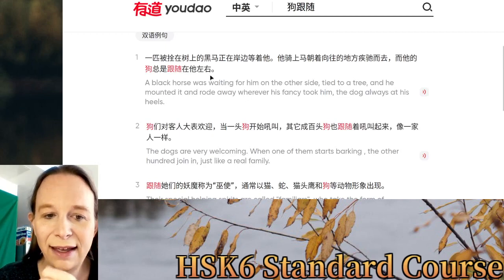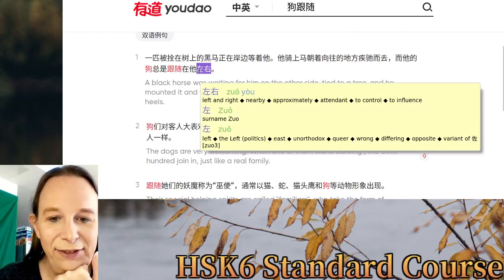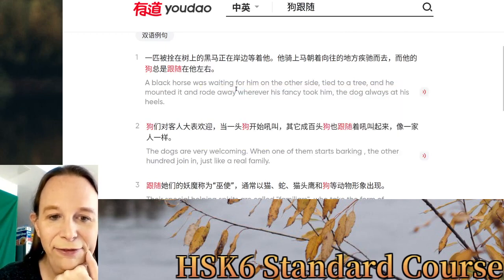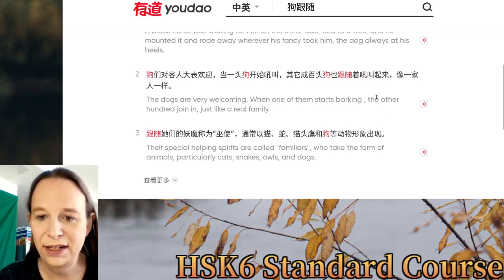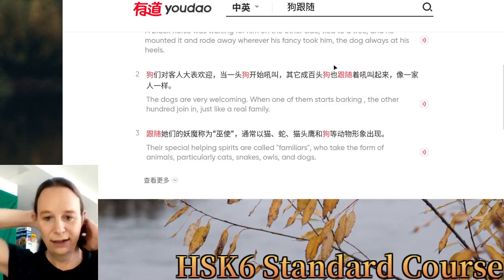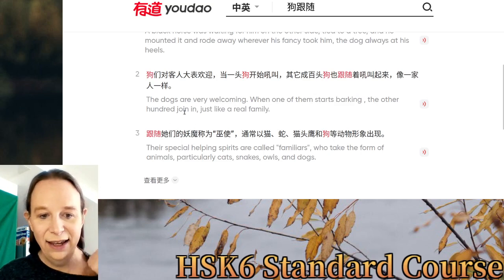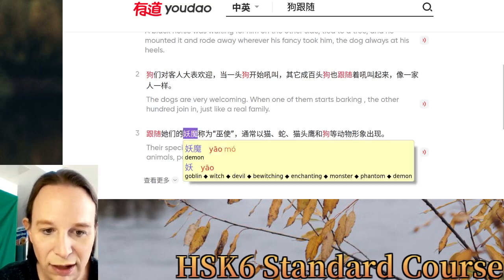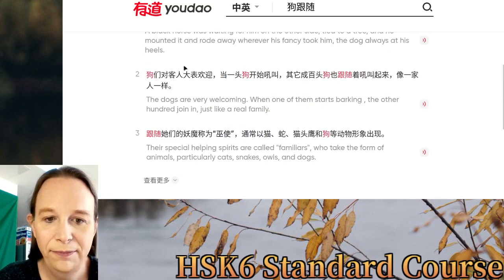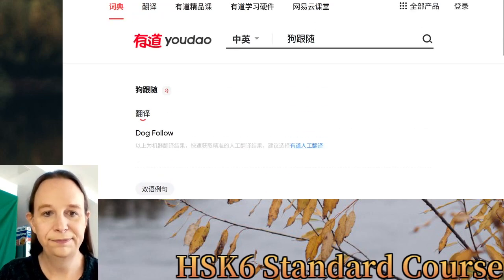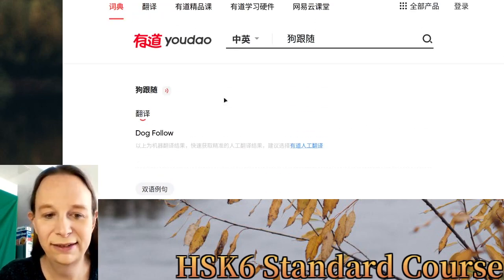他的狗总是跟随在他左右. This 左右 means left and right, presumably. It follows at his side. 狗也跟随着. Yeah. So 跟随他的妖魔称为巫师. Maybe that's not relevant. Oh. So follow, it just means follow. 跟随.